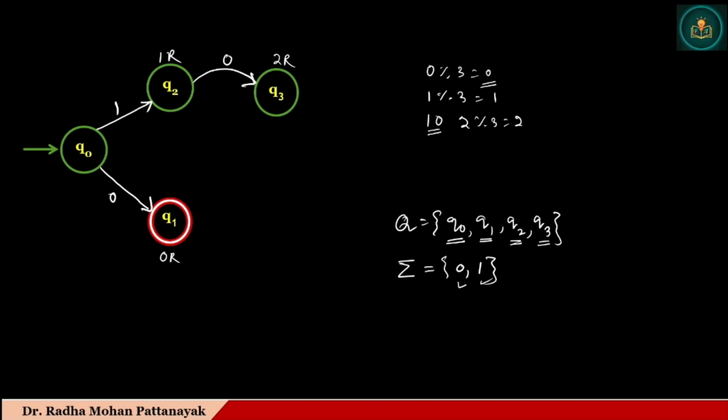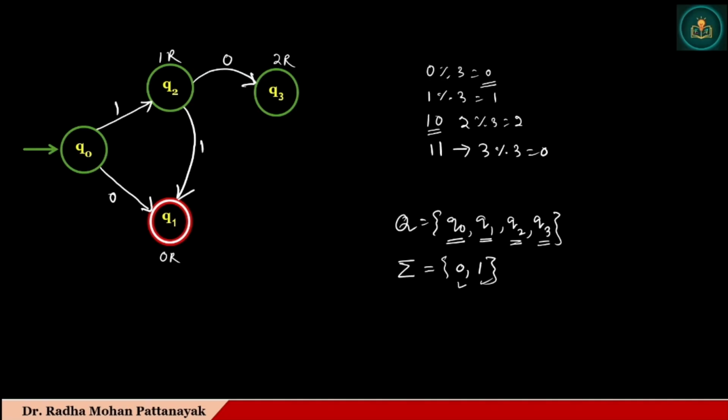I hope everybody understood. Now on Q2, if you read 1 as input, then the string will become 11, right? Because Q0 to Q2 was on 1, then again 1, so if you read 11, the binary value of 11 is 3. 3 modulus 3, how much? That equals 0, which means you will move to the 0 remainder state. So the 0 remainder state is Q1. If you read 1 as input on Q2, then it will come to the Q1 state. I hope everybody understood.